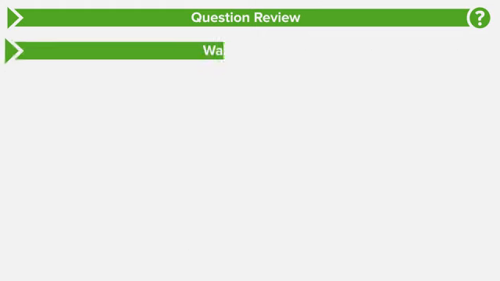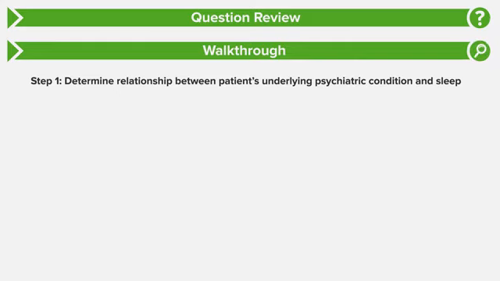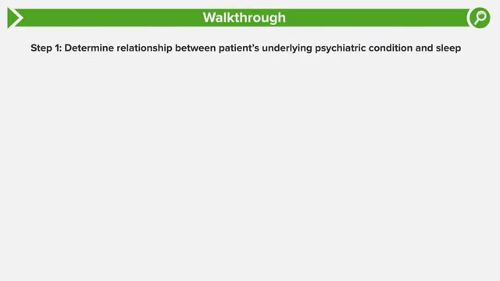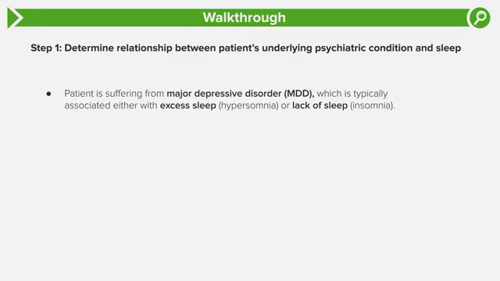Now, let's walk through the answer choices here. Now, step one. What we need to do is determine the relationship between the patient's underlying psychiatric condition and sleep. Okay, so this patient has major depression disorder, which is typically associated with either excess sleep, which is called hypersomnia, or lack of sleep, which is called insomnia.